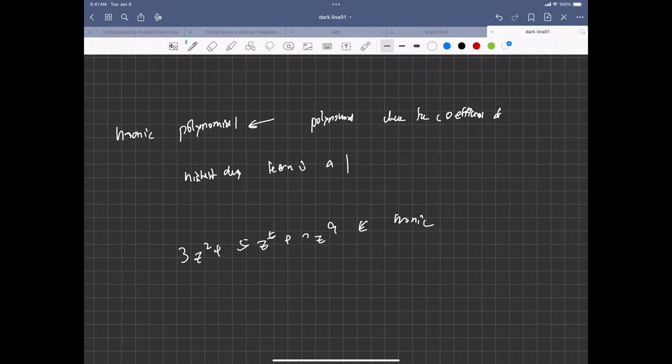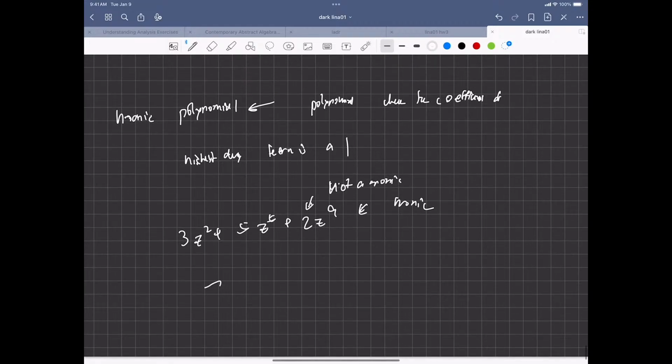What's not a monic is if we change this to 2. If we add a 2 in here, this won't be a monic. So a monic polynomial is always going to be of the form a0 plus a1 z plus up to a_{n-1} z^{n-1} plus z^n. This is what we call a monic polynomial.